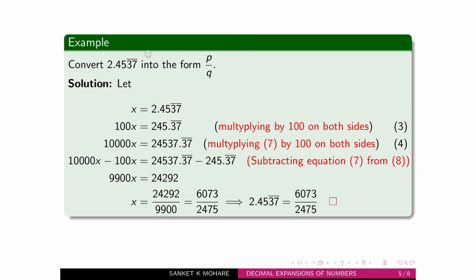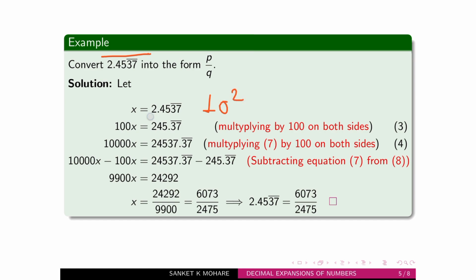In this decimal number, two digits are repeating and two digits are not repeating. So we have to assume first x is equal to 2.45 bar 37. Since two digits are not repeating, we have to multiply it by 10 raised to 2. So 10 raised to 2 is 100.